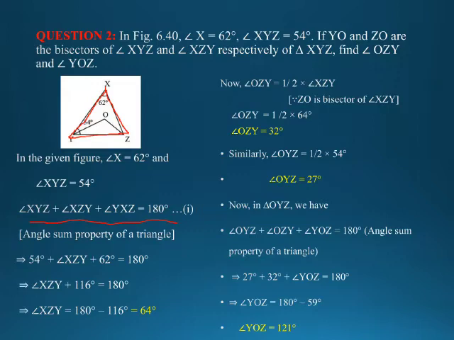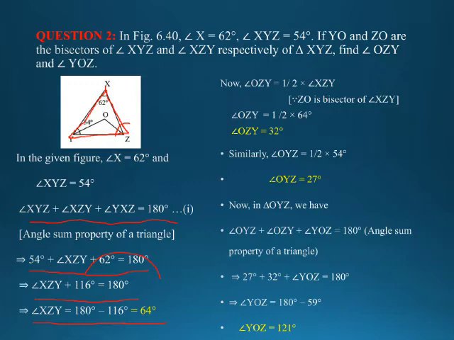In the given, angle X and angle Y are given; we just substitute in the angle sum property: 54 degrees plus angle XZY plus 62 equal to 180 degrees. Then angle XZY plus 116 equal to 180. Bringing 116 to the right hand side, it becomes minus 116. So angle XZY equal to 180 minus 116. Now we find angle XZY equal to 64 degrees. So angle Z value is 64 degrees.